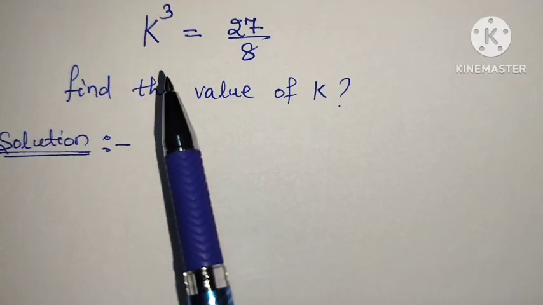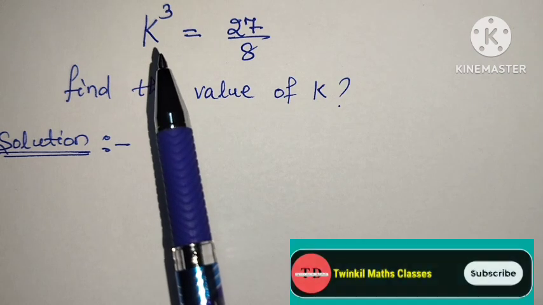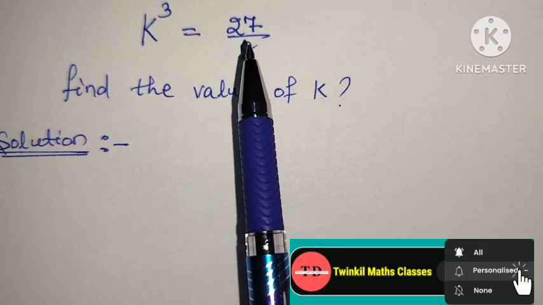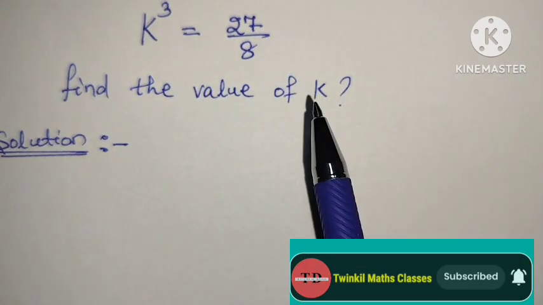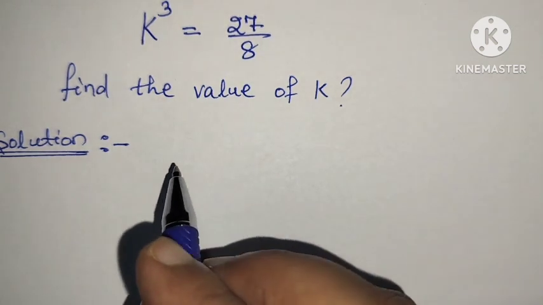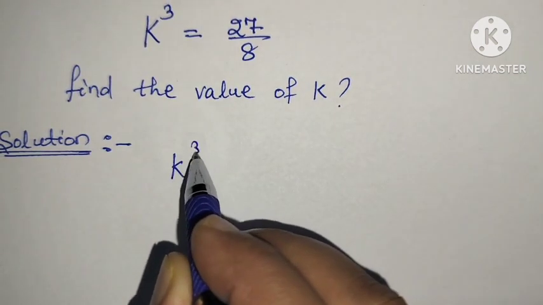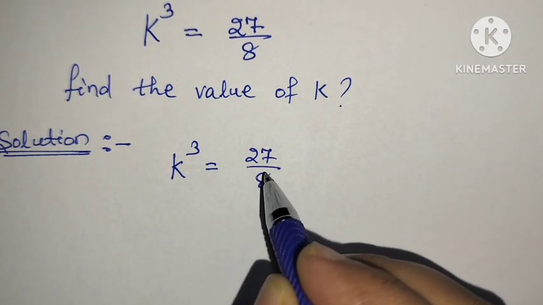Hello everyone. Today we solve this type of problem. k³ is equal to 27 by 8. Then find the value of k. Solution. How to solve it? Let's check. k³ is equal to 27 by 8.